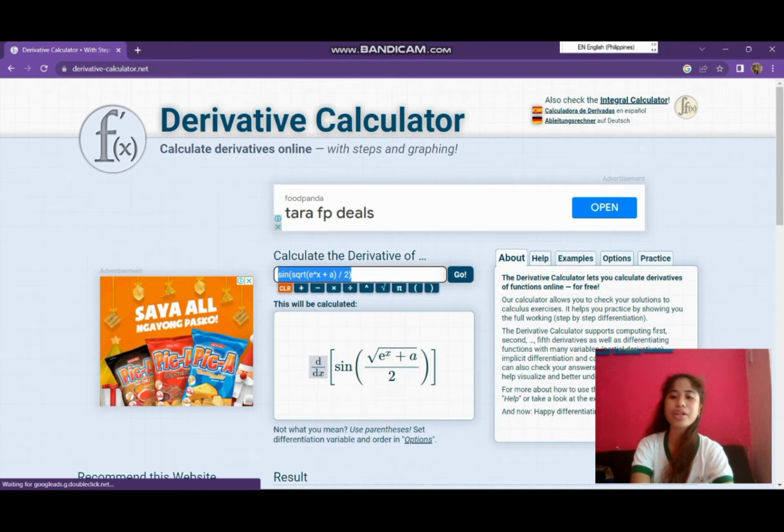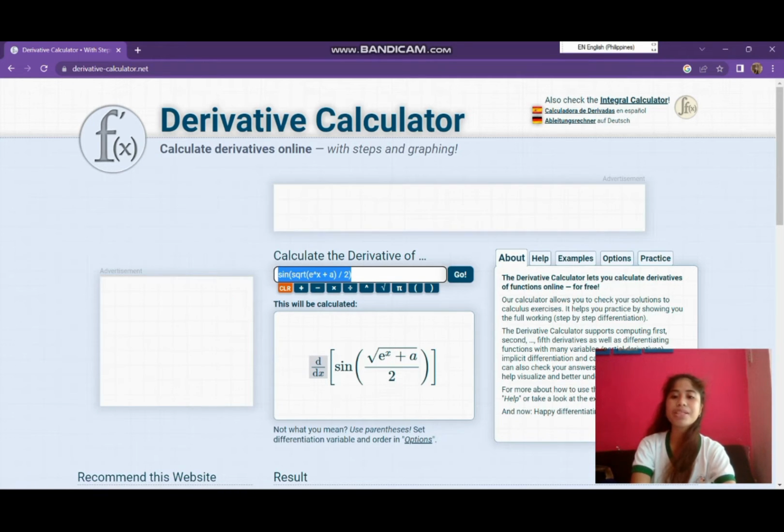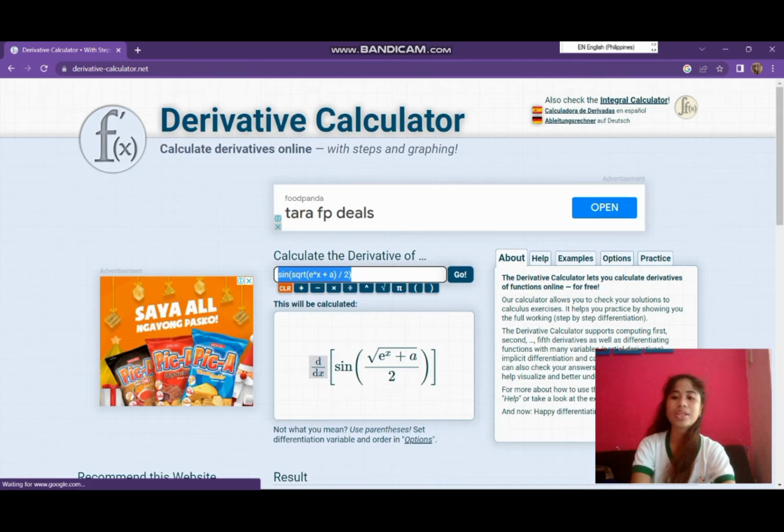The derivative calculator supports computing first, second, up to fifth derivatives as well as differentiating functions with many variables, partial derivatives, implicit differentiations, and calculating roots or zeros. You can also check your answers, and interactive graphs and plots help visualize and better understand the function.